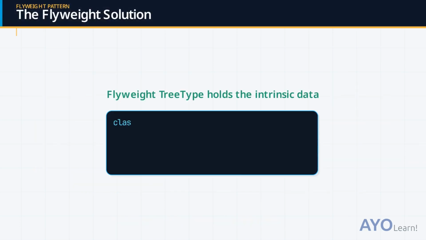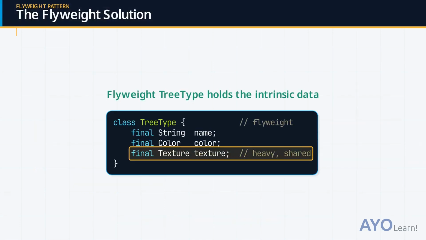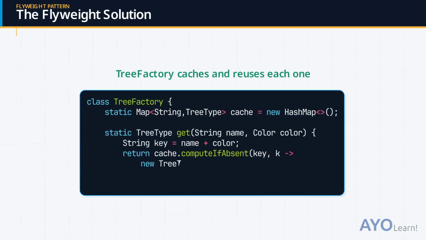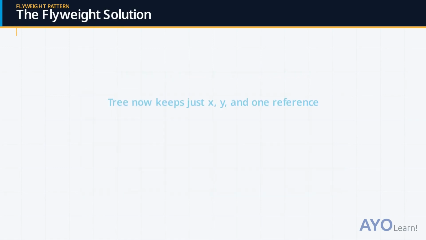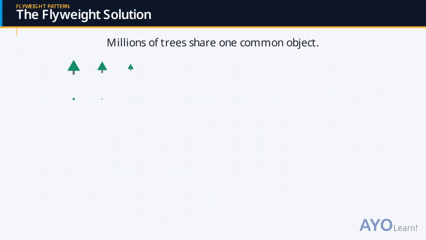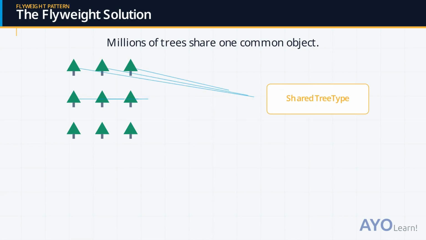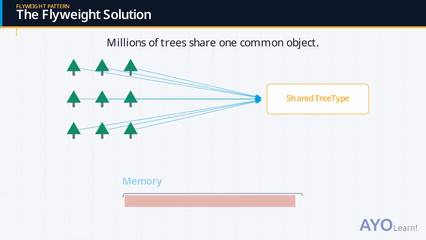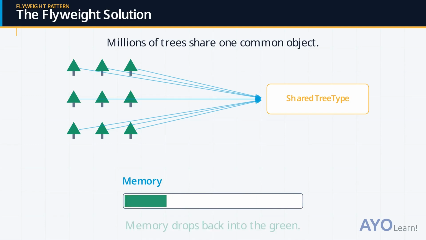Here's the solution. We create TreeType, a flyweight that holds only the heavy intrinsic data, name, color, and texture. It's built once, then reused. A TreeFactory caches each tree type by name and color, returning the same instance for repeat requests. Now every tree keeps just X, Y, and one reference. Millions of trees share a single object, and memory drops back into the green.